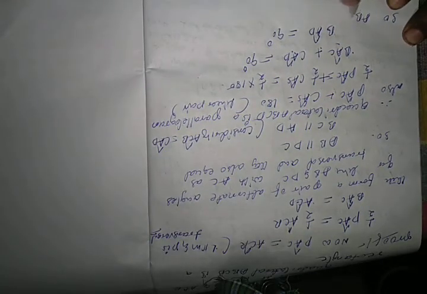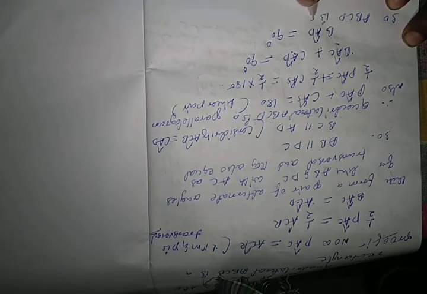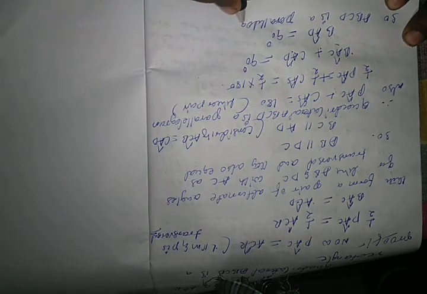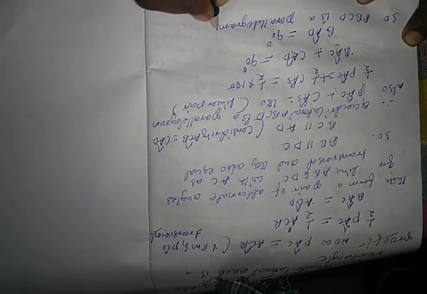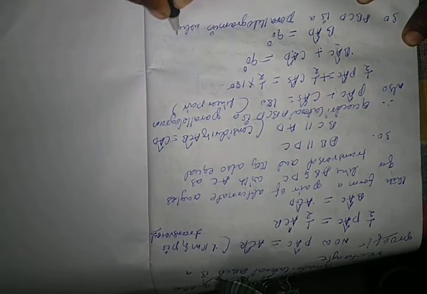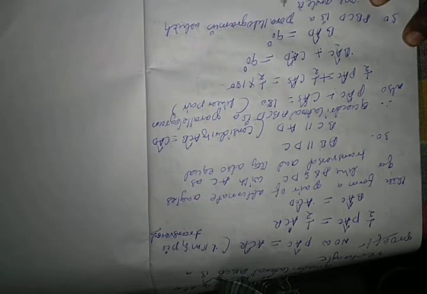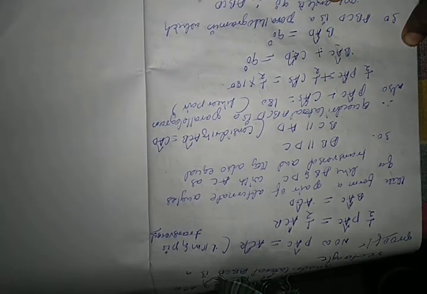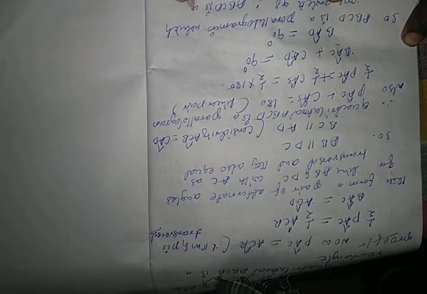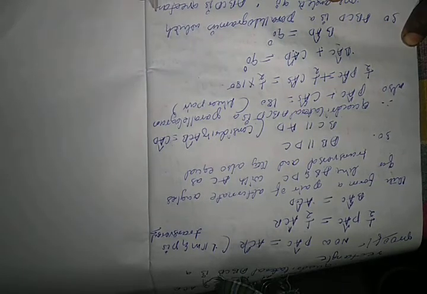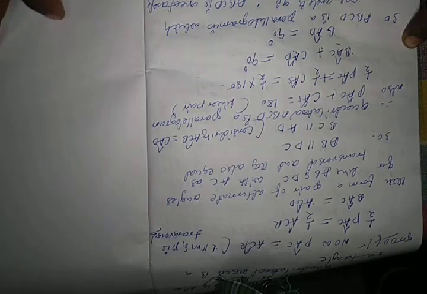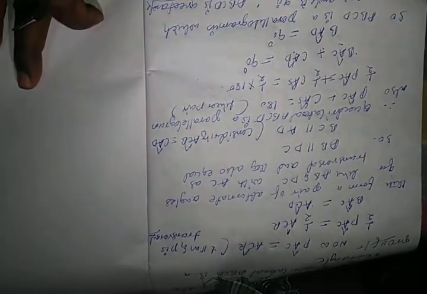So ABCD is a parallelogram in which one angle is 90 degrees. Therefore, ABCD is a rectangle.